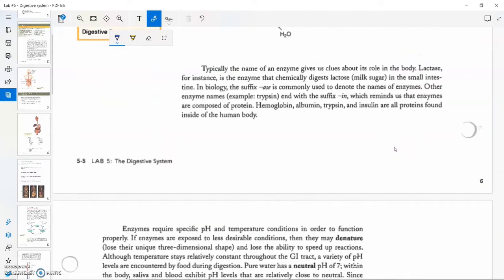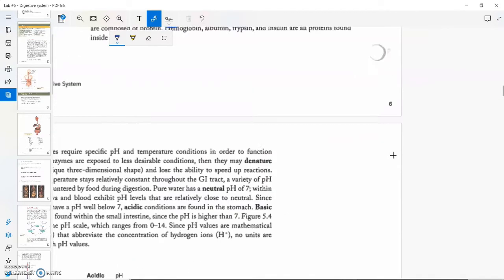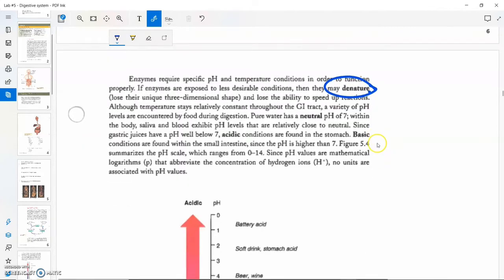Most enzymes are proteins. They have names like trypsin or end in -ase. From the name you can figure out what the enzyme does. The enzyme lactase breaks down lactose. Enzymes, as proteins, operate at a specific pH, specific acidity, and specific temperature. And if the conditions are not perfect, the enzymes may denature. They can lose their structure and therefore their function.